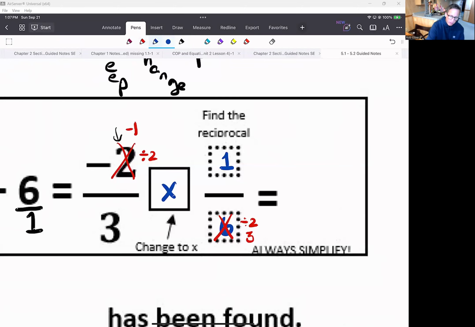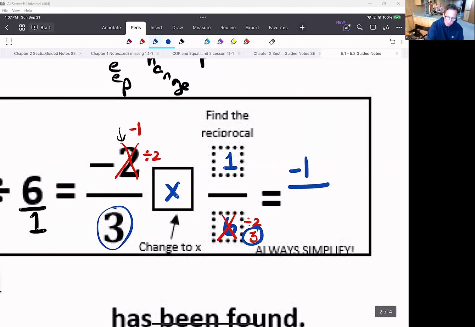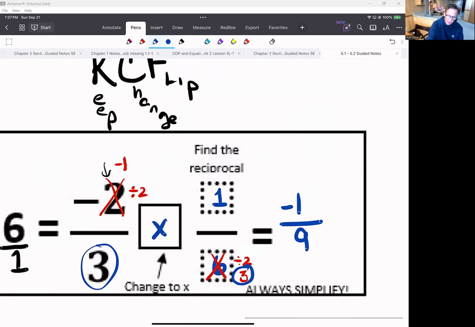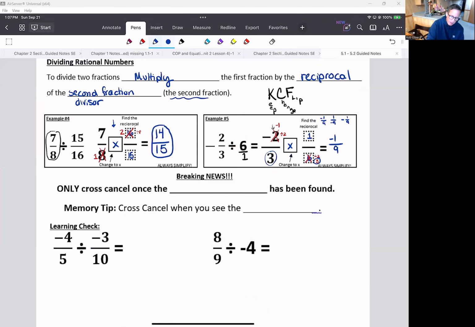So now we've got it all. -1 times 1 is -1. 3 times 3, we have a 3 here, and we're multiplying by the 3 that we ended up with when we cross canceled, is 9. So there you go, you got -1/9. Now remember, you can have the negative in the top, in the bottom, or right in the middle, like -1/9.